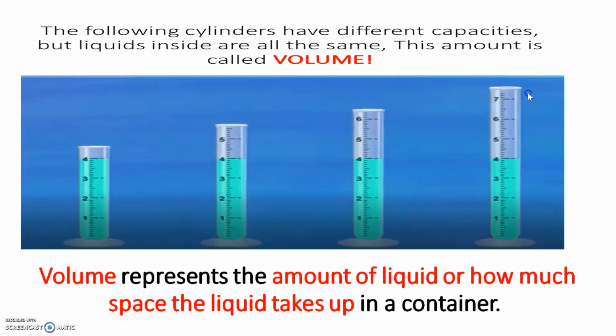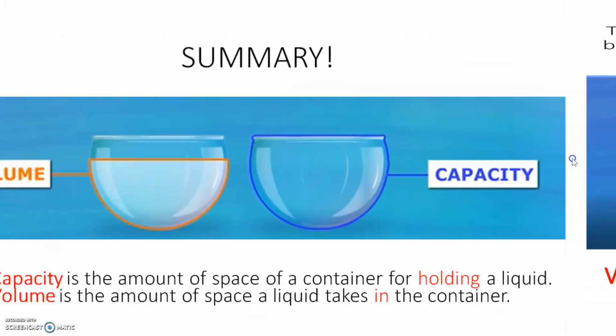We have 4 cylinders. The following cylinders have different capacities, but the liquids inside are all the same. This amount is called volume. 4, all the same. This one can be filled till 7, this one till 6, this one till 5. And this one is to its full capacity, but the volume inside is all the same. Volume thus represents the amount of liquid and how much space the liquid takes up in a container.